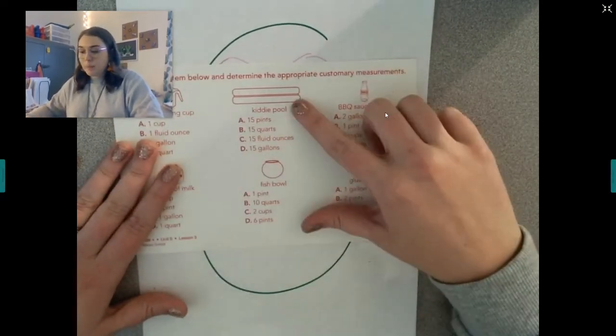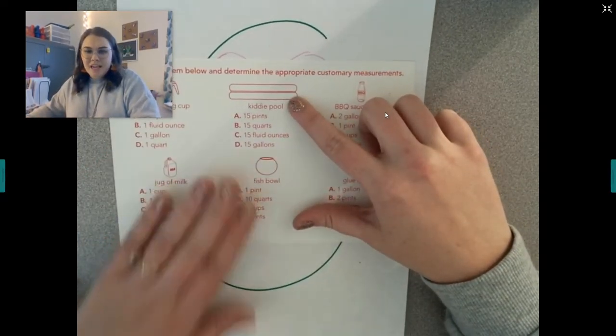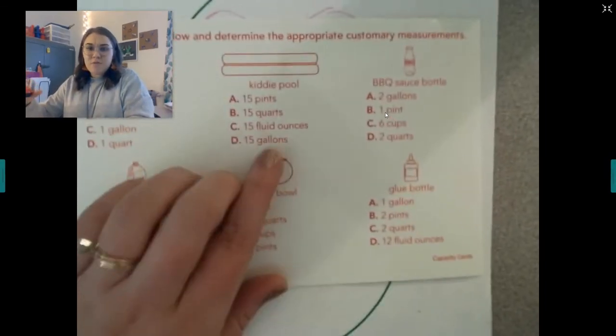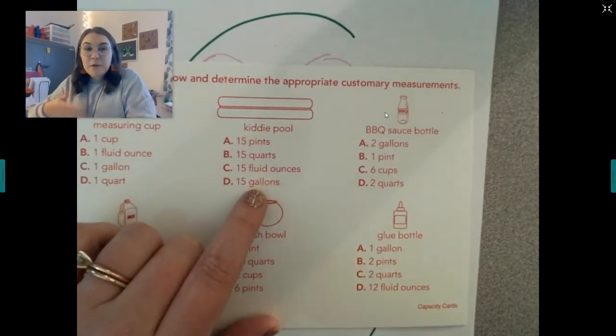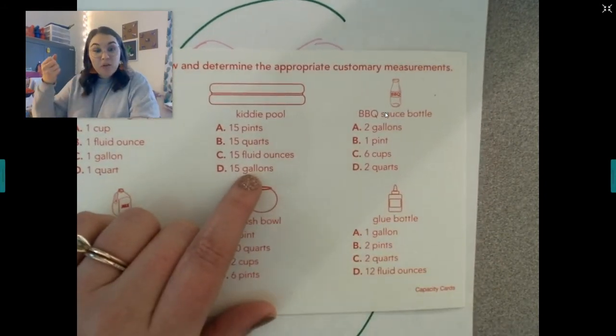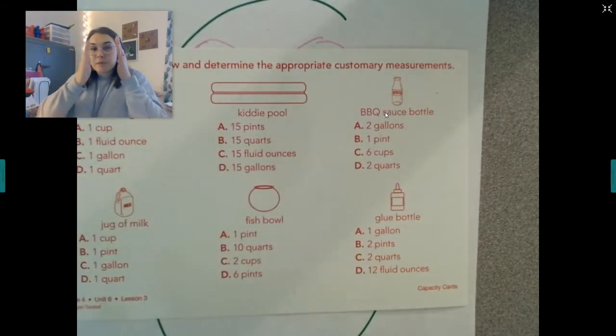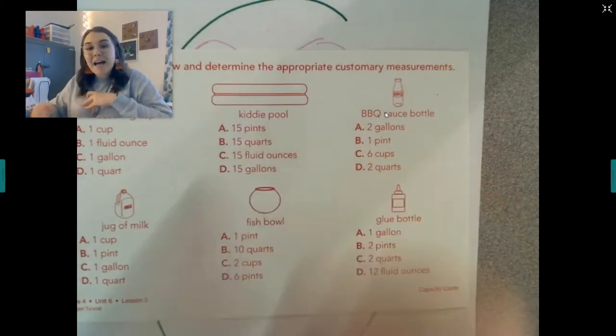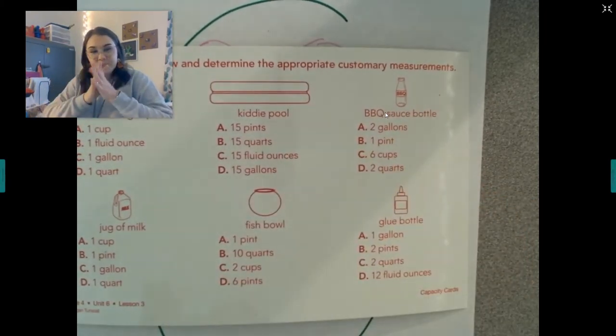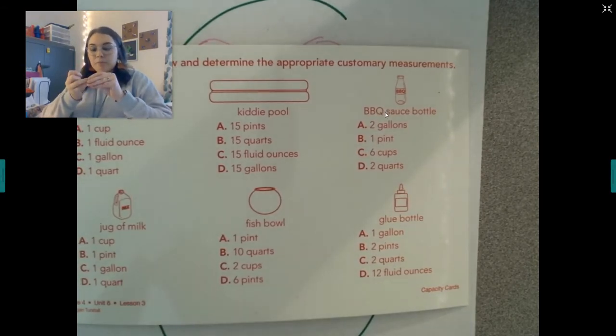Now let's look at a kiddie pool. Do you think it is just 15-ish handfuls of pretzels? 15 gallons of milk? 15 quarts, remember, think of quarts as that little thing of juice? Or 15 pints, the little tiny thing, of chocolate milk? What do you think? A kiddie pool.